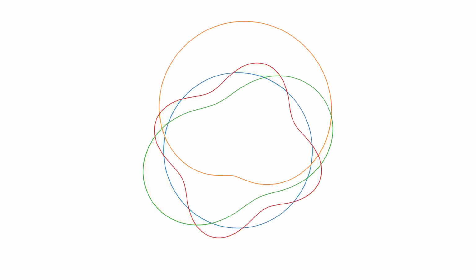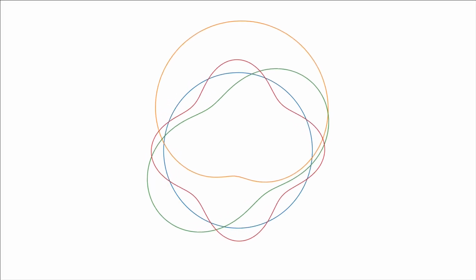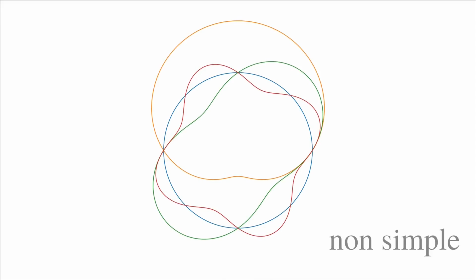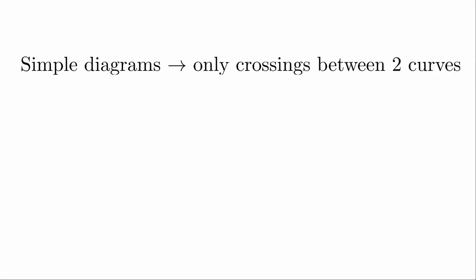What's happening is that this construction relies on multiple curves crossing in the same point. Venn diagrams where this happens are called non-simple. So I then focused on how to make a construction for a simple Venn diagram. That is, one where all crossings are between just two curves.